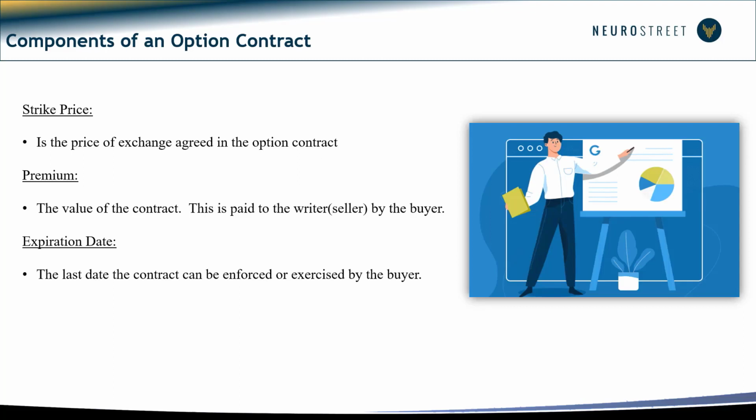Okay, so there are components of an options contract. A strike price is the price agreed in the option contract. It is the price of exchange. So when you ask what's the strike price, that's the price of the options contract.